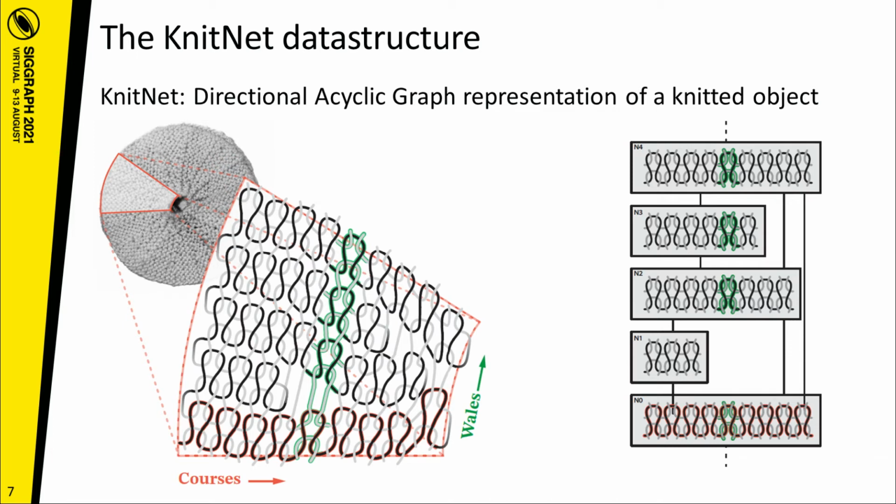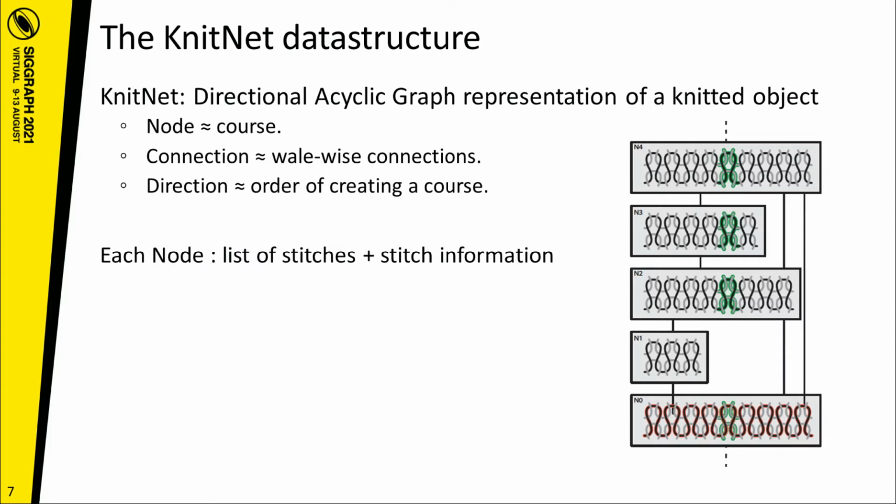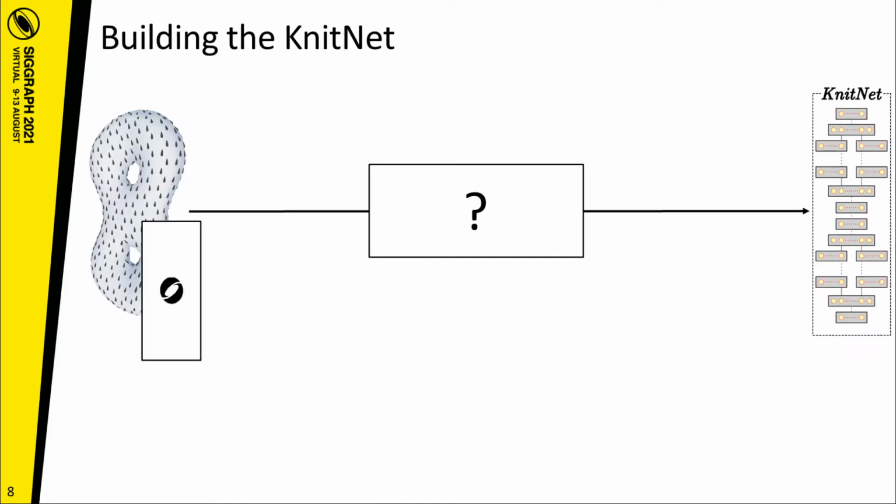The KnitNet is a directed acyclic graph that captures the row-like structure of a knitted object. Its nodes correspond to the courses, and the connections between the nodes capture the wales. The direction attributed to the edges indicates the order in which the courses have been created. Each node of the KnitNet contains a list of stitches where information about the yarn material and stitch patterns is stored. Now, we describe how the KnitNet data structure is built from an input design.